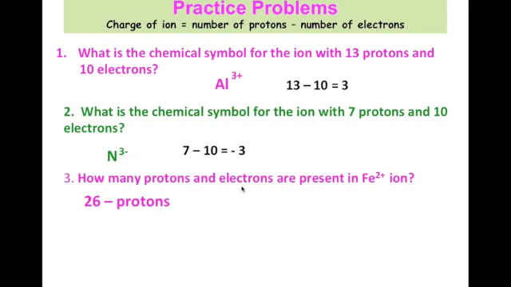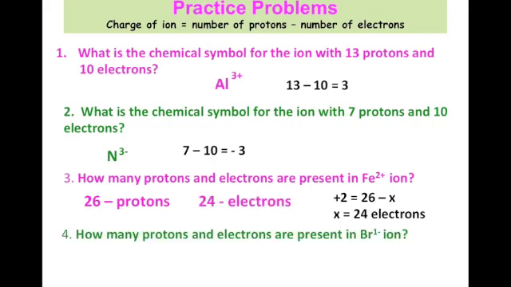To figure out the number of electrons, you can plug the known information into the equation above. We know the charge is 2+, and we know we have 26 protons. We could then solve for our unknown variable, the number of electrons. If we use this equation, we find out that the number of electrons is 24. You could also figure out the number of electrons by realizing that because this ion has a 2+ charge, that means we have 2 more protons than electrons. Here, you can see that you have 2 more protons than we have electrons.